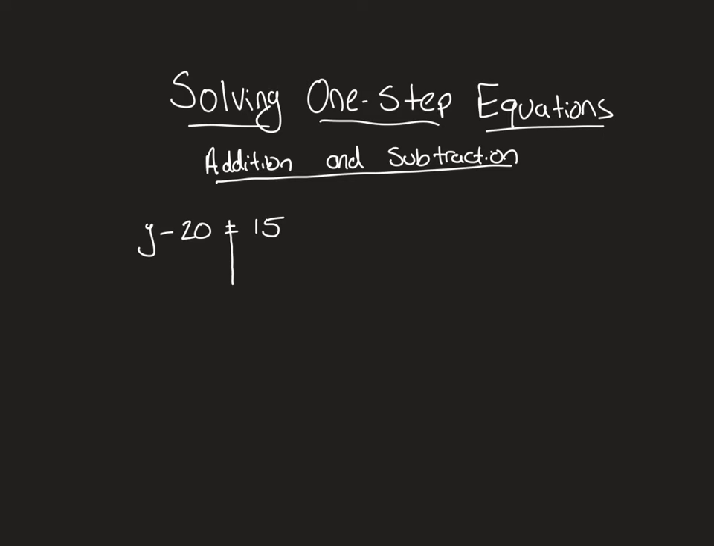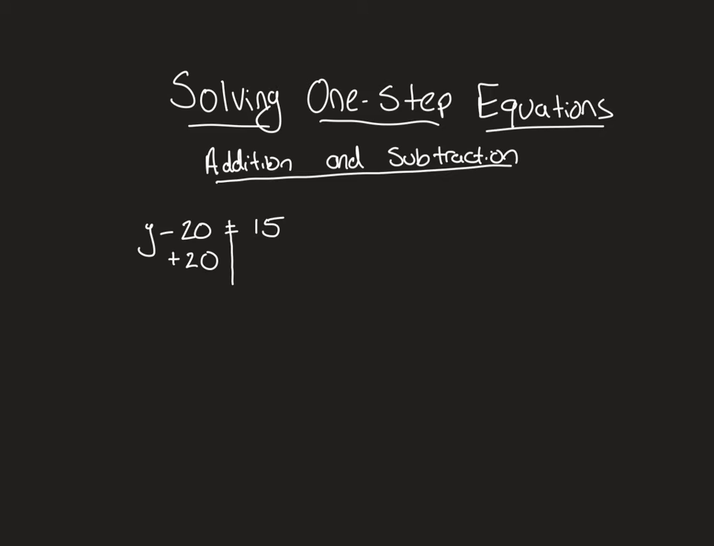Then you want to locate the variable. In this case, it's y, and it's on the left side of the equation. So what we want to do is get the variable all by itself on that side of the equation. So we have to undo whatever is being done to y. In this case, we are subtracting 20 from y in the equation. So to undo minus 20, we're going to add 20.